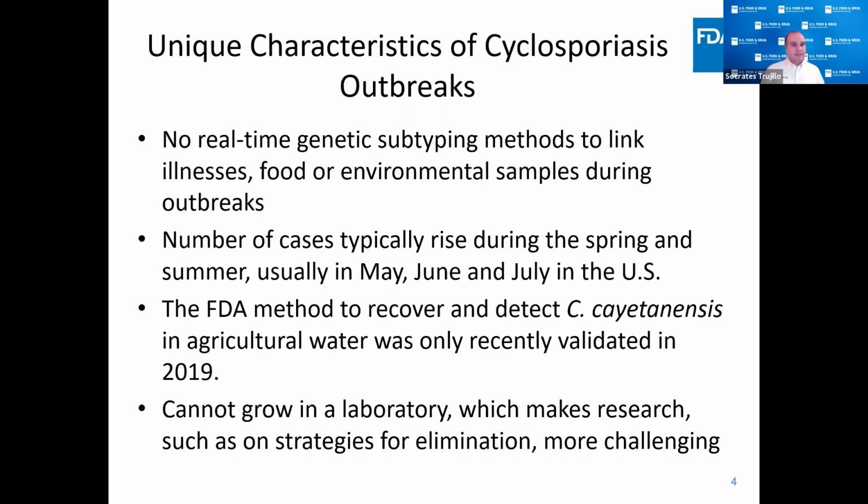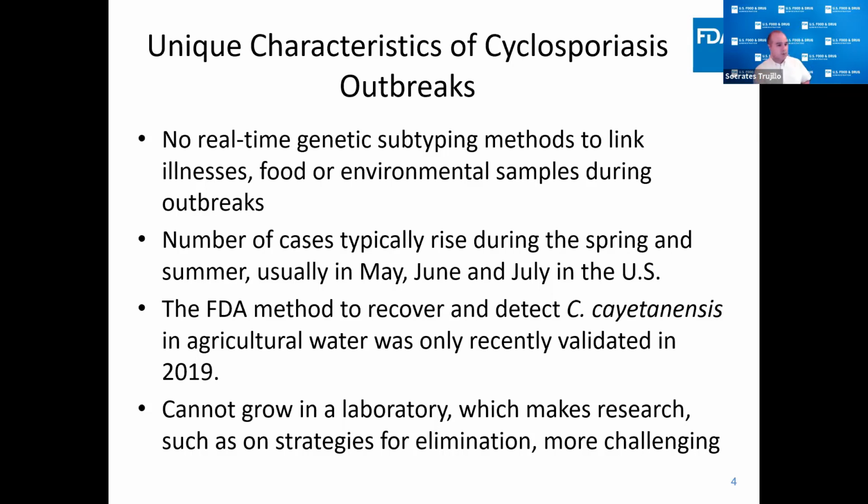However, we have been able to detect the presence of these parasites in produce in the months before May and after July. But the peak of the disease, Cyclosporiasis, in the United States concentrates between May, June, and July of every single year.